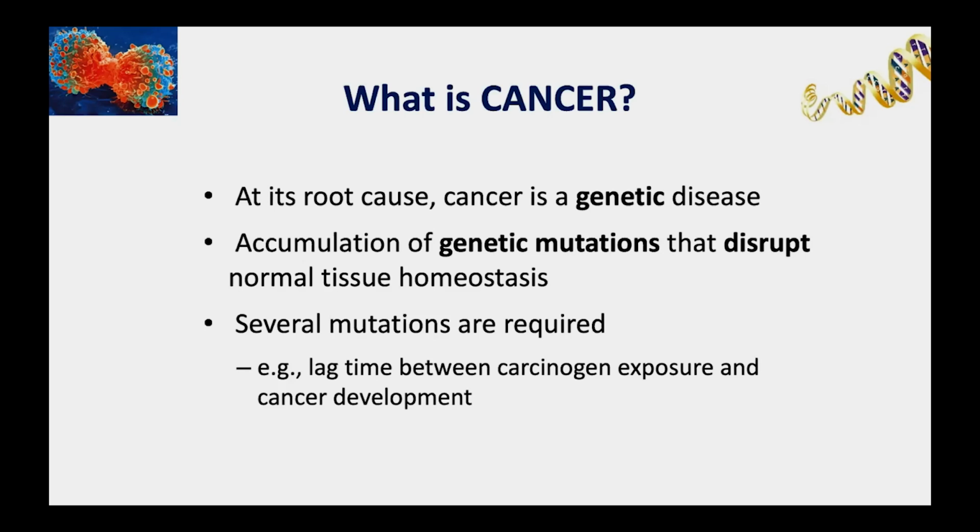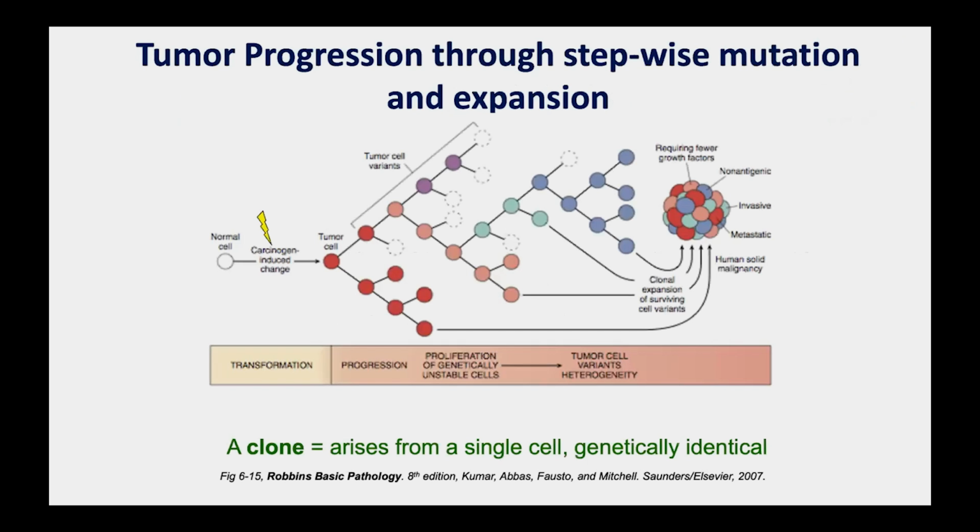So these are all devastating situations, and we learned a lot about cancer from these incidents. We learned that there's a lag time between the exposure and the actual development of cancer. And we now know that what is happening during that lag time is the accumulation of additional mutations that disrupt these normal safeguards and lead to cancer progression.